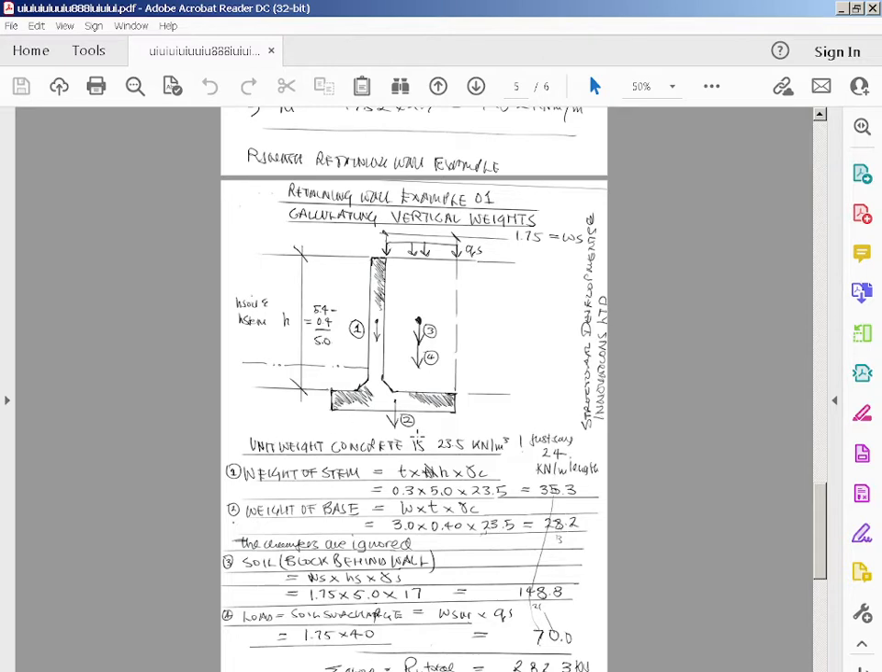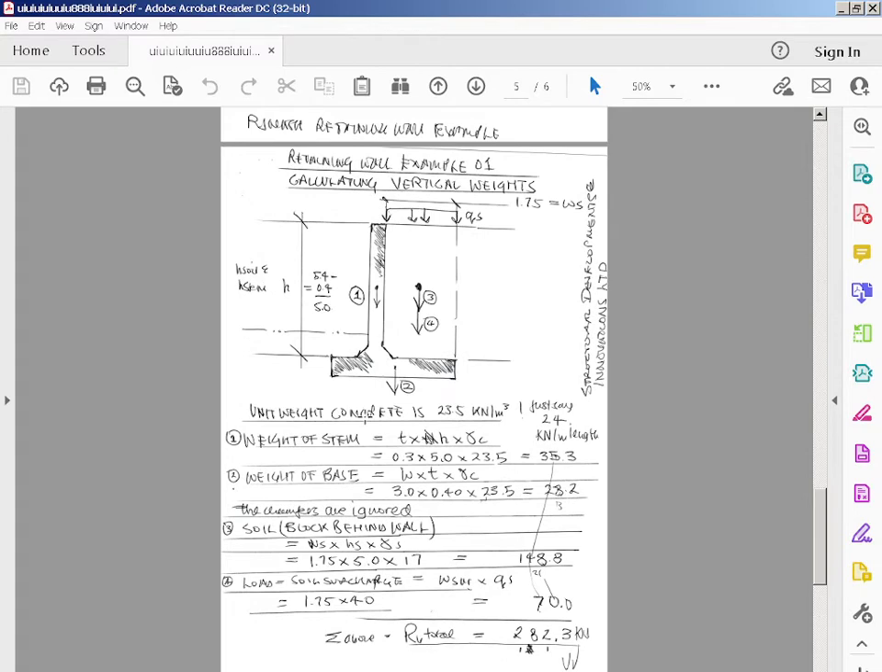The unit weight of concrete is given as 23.5. So what we're going to find out is the weight of the stem, the weight of the base of the wall, the weight of the soil, and the downward force on the base from the surcharge. It's very simple. The unit weight of concrete is 23.5 kilonewtons per meter cubed. But to be honest, it would just be easier if you said 24.